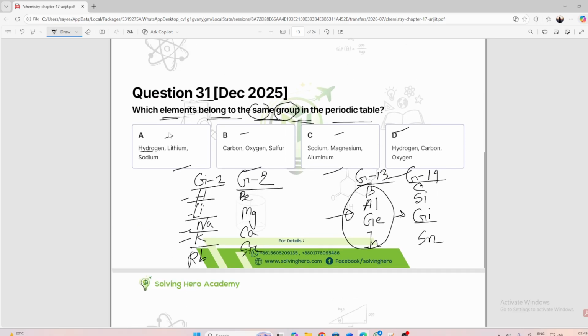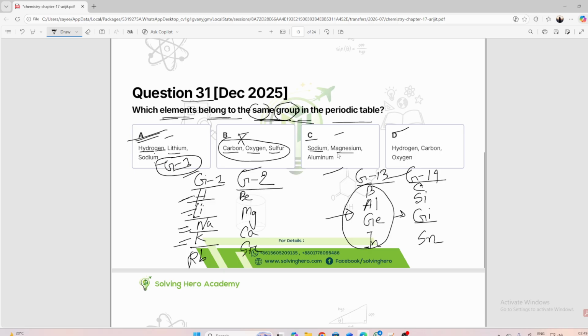So if you look at the first group, hydrogen, lithium, sodium, potassium. So this is the answer. These 3 elements belong to the same group, group 1: hydrogen, lithium, sodium. Am I clear? But carbon, oxygen, sulfur are not in the same group.